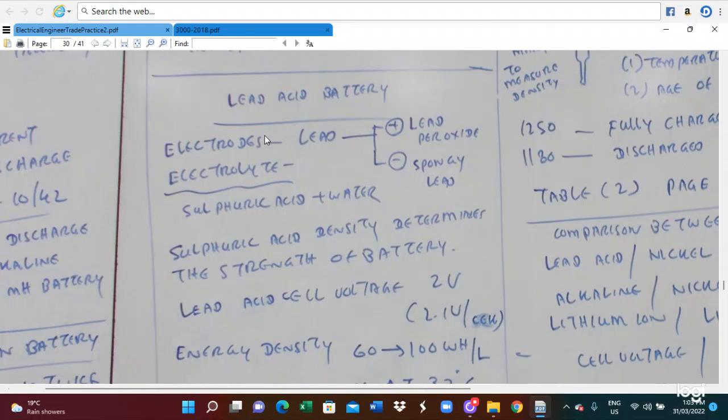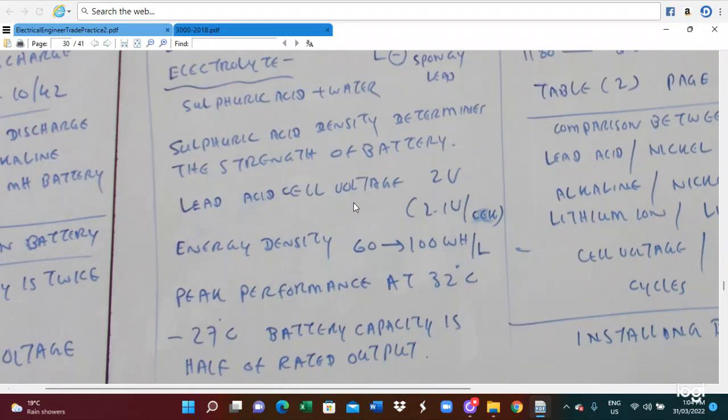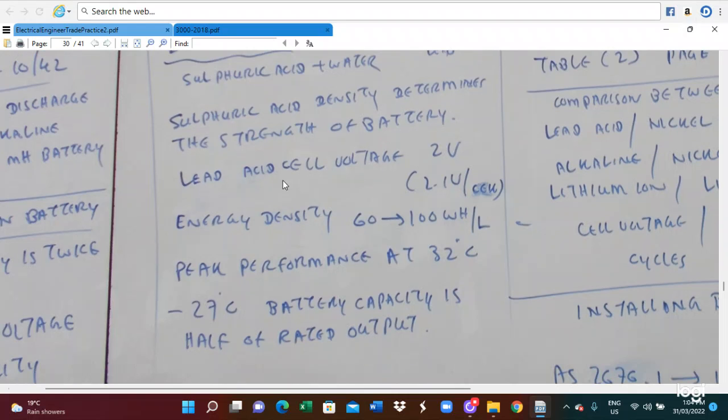Lead acid batteries: there's a connection here. The electrode is lead peroxide and spongy lead. The positive terminal uses lead peroxide. The negative terminal uses spongy lead. The electrolyte is a sulfuric acid and water combination. Sulfuric acid density determines the strength of the battery. Lead acid voltage is 2 volt, 2.1 volt per cell. Energy density is 60 to 100 watt per liter.